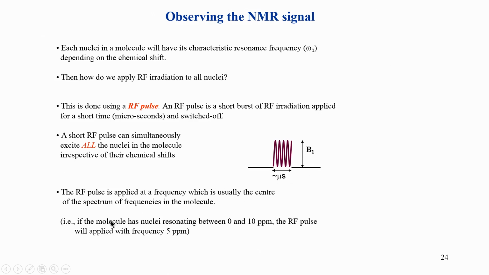As I said, we apply it in the center of the spectrum. Let us say your molecule has nuclei or spins between 0 to 10 ppm, and this is the chemical shift scale, which we will discuss again shortly. The RF pulse is applied with its frequency kept somewhere around 5 ppm. So, it excites or causes resonance for nuclei on either side of 5 ppm, on this side and on this side. The center of the spectrum is what is usually chosen for applying the pulse.